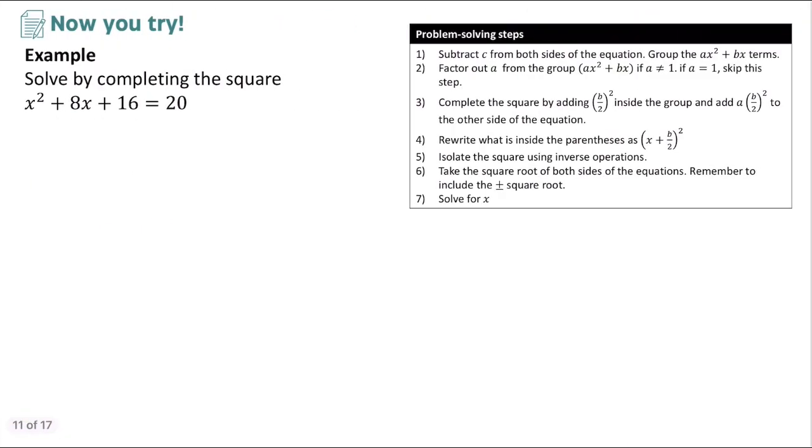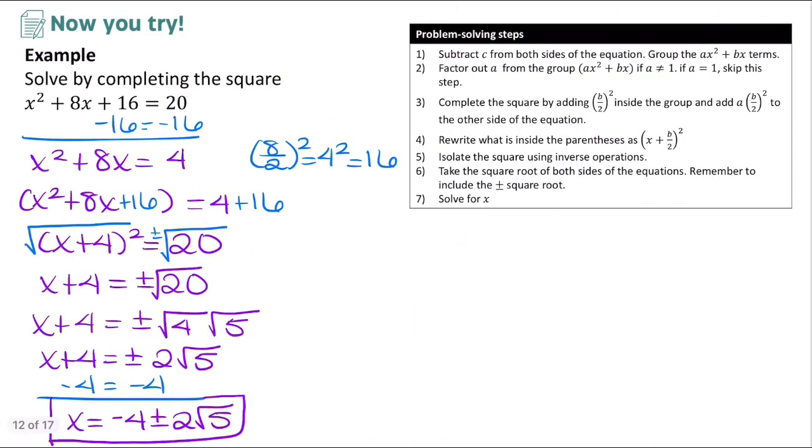So now you can go ahead and pause the video and try doing this example on your own. So here we start off by moving the 16 so that we have x squared plus 8x equals 4. We then complete the square by adding 16 to both sides. When we add 16 to both sides, this gives us x plus 4 squared equals 20.